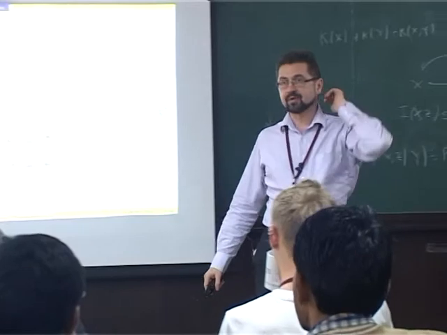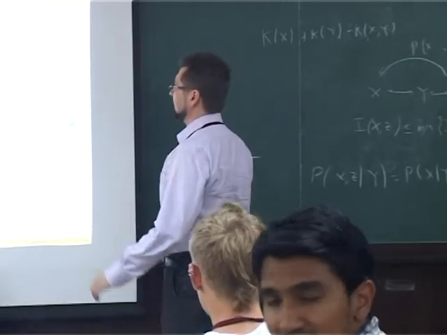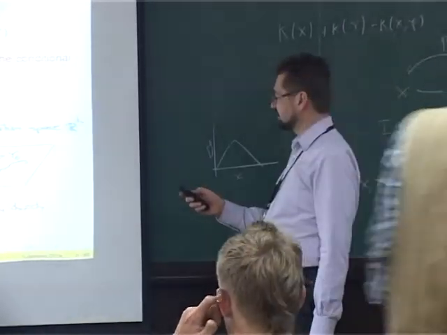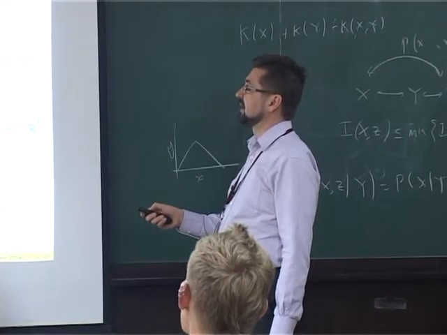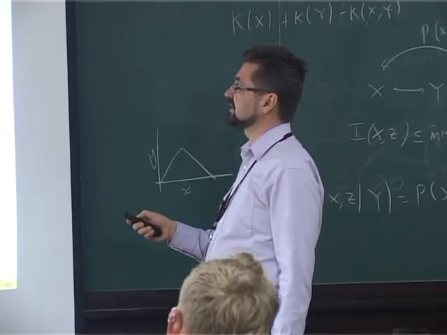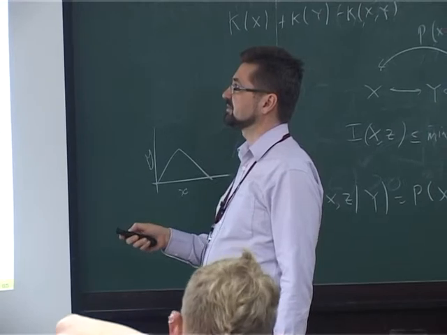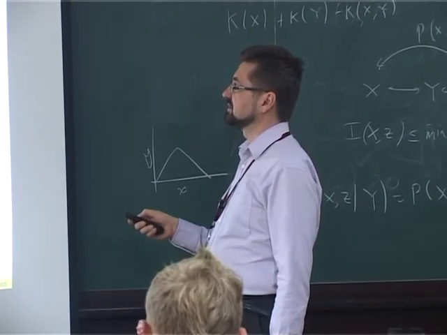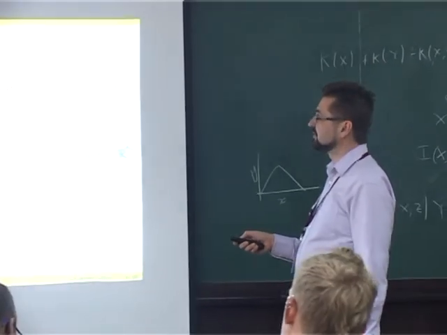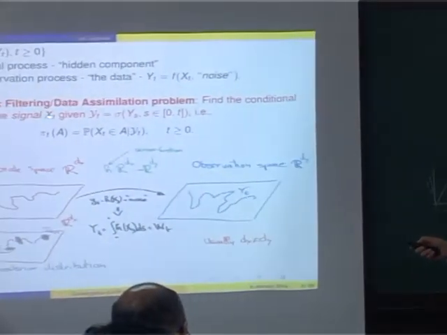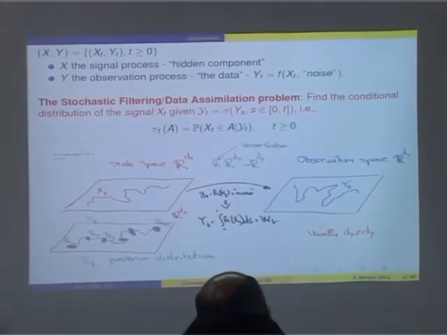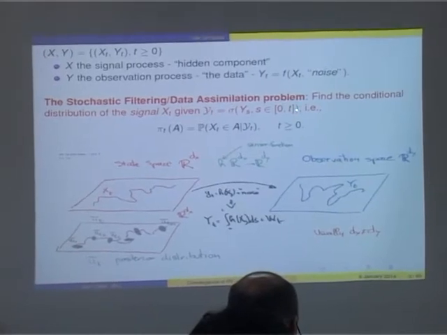Let me recap briefly what I covered yesterday. I introduced the filtering problem as having a signal, denoted by X, which is the hidden component, and an observation process, denoted by Y, which models the data. The filtering problem deals with finding the conditional distribution of the signal at the current time, given all the observations accumulated from the initial time up to the current time.